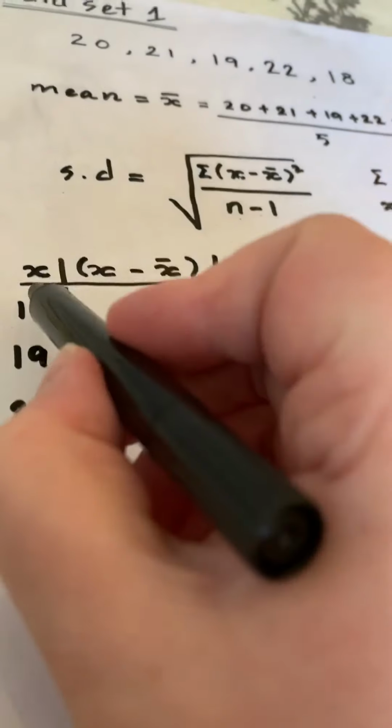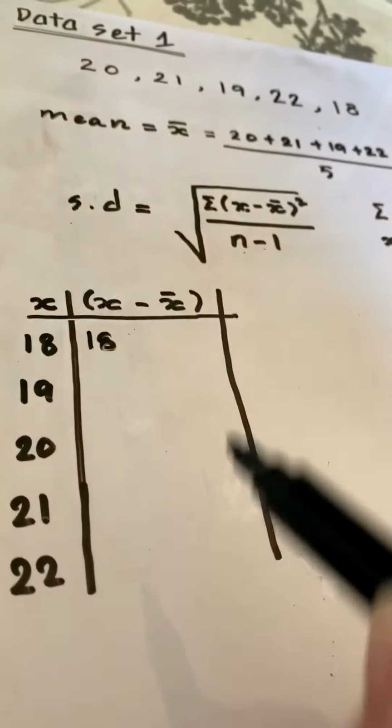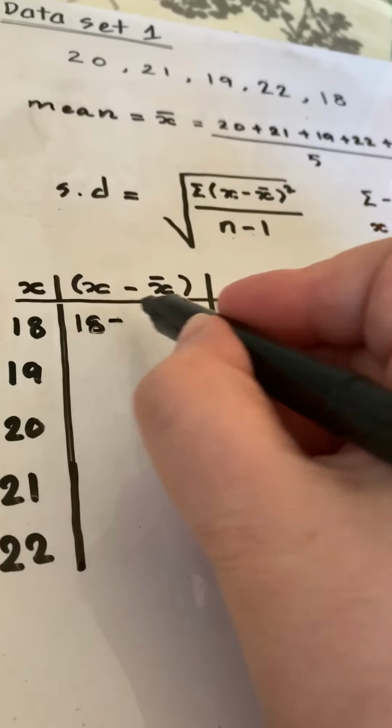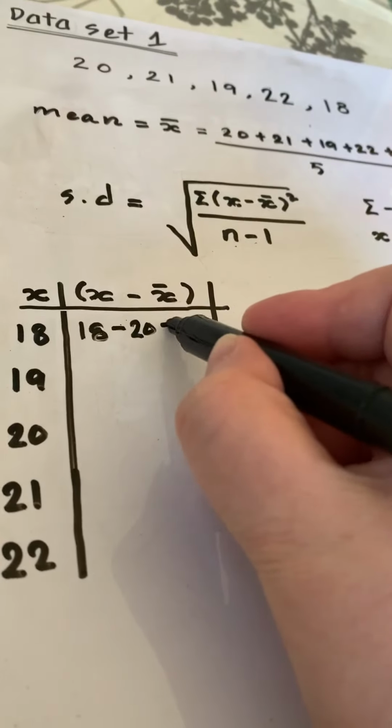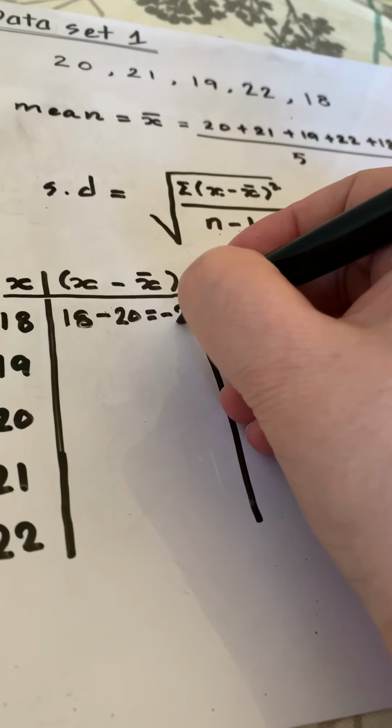Now, you don't need to show the working, I'm just going to show you for the first one what I mean by this. I'm taking my piece of data, which the first one is 18, and I'm going to subtract 20 from it, because that's what the mean is for this set of data. So 18 take away 20 is just -2.